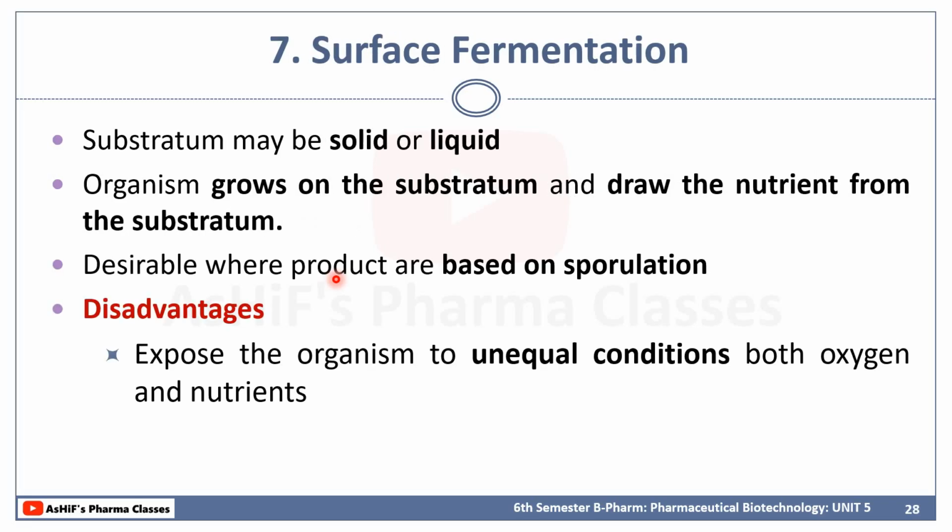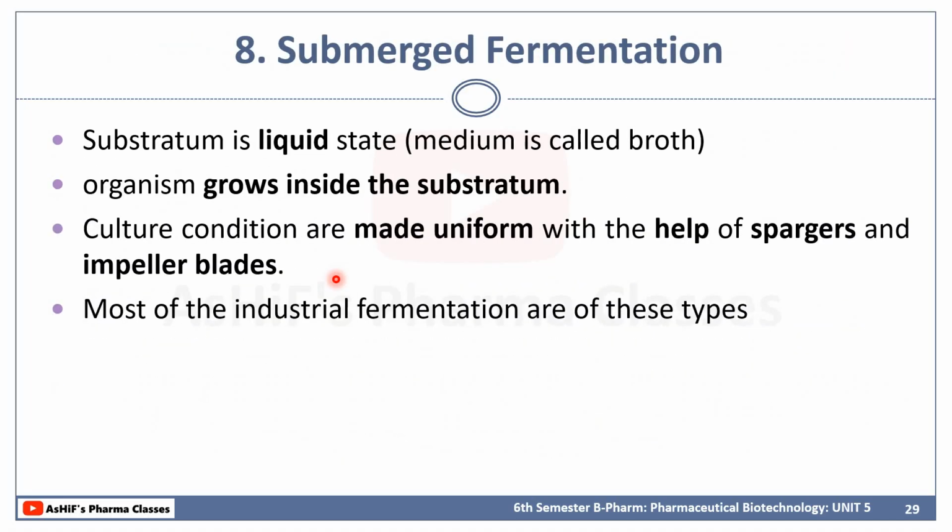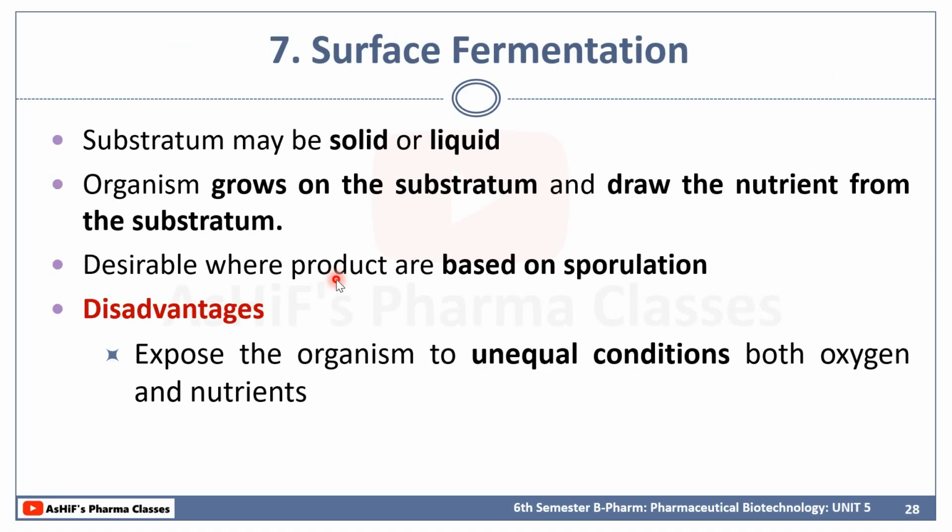Okay. Now, based on whether the fermentation occurs on the surface or inside the solid, and so on, basically based on the physical state of the culture media, the fermentation process can be classified into surface fermentation, submerged fermentation and solid substrate fermentation. Okay, so the first one is surface fermentation. Where does surface fermentation occur? This will occur only if the substratum is solid or semi-solid.